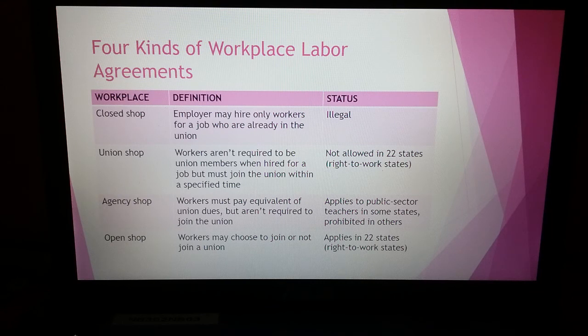Okay, so four kinds of workplace agreements: closed shop, union shop, agency shop, open shop. Closed shop is illegal. That you can only hire people within the union. Union shop is that workers aren't required to be a union member when hired for a job, but they must join the union within a specified period of time. Agency shop, that people have to pay the equivalent of union dues but aren't required to join the union. And open shop, they can choose whether or not they want to join the union or not.